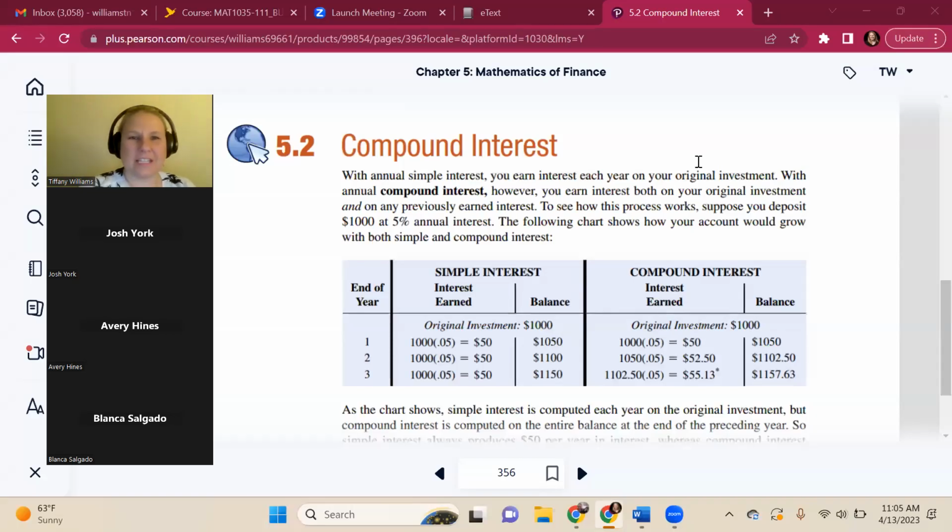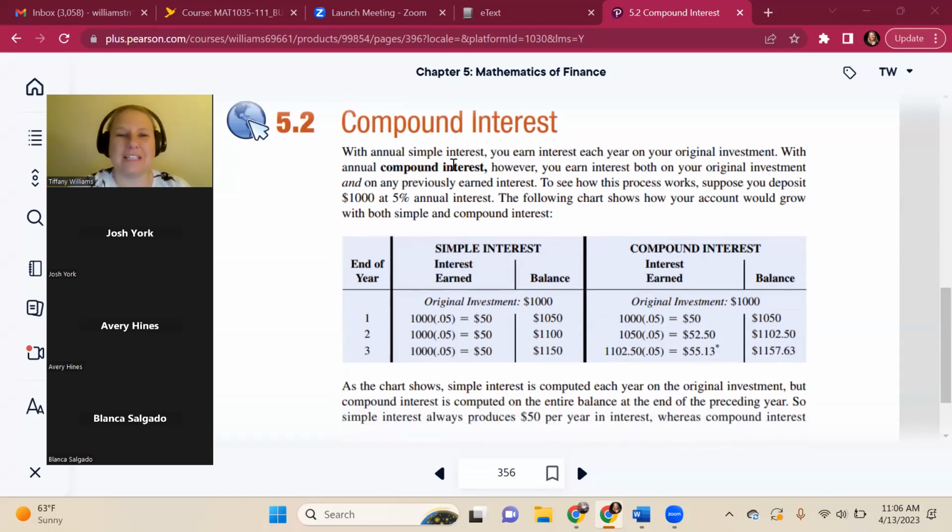All right. So section 5.2 again is all about compound interest. With annual simple interest, which is what we did last time, you earn interest each year on your original investment. With annual compound interest, however, you earn interest both on your original investment and any previous earned interest. So you're compounding how much money you've earned. To see how this process works, suppose you deposit $1,000 at 5% annual interest. The following chart shows you how your account would grow.